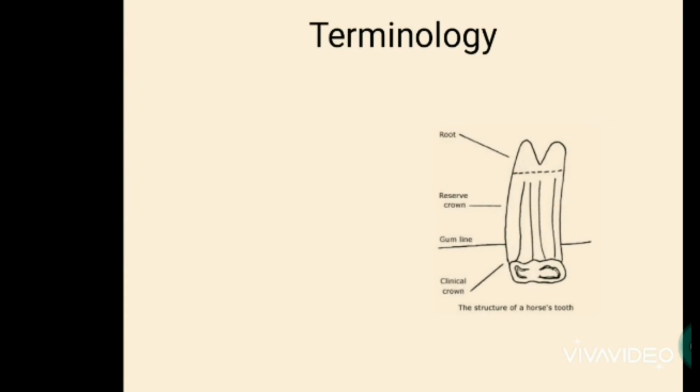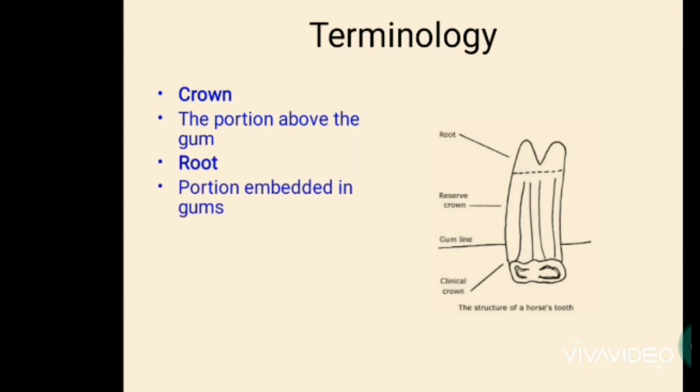Now we will discuss the very important terminologies which are related to the structure of a horse tooth. The first one is the crown. Crown is the portion which is present above the gum. The second is the root. Root is the portion which is embedded in the gum. The third one is the neck. Neck is the junction of the crown and the root.